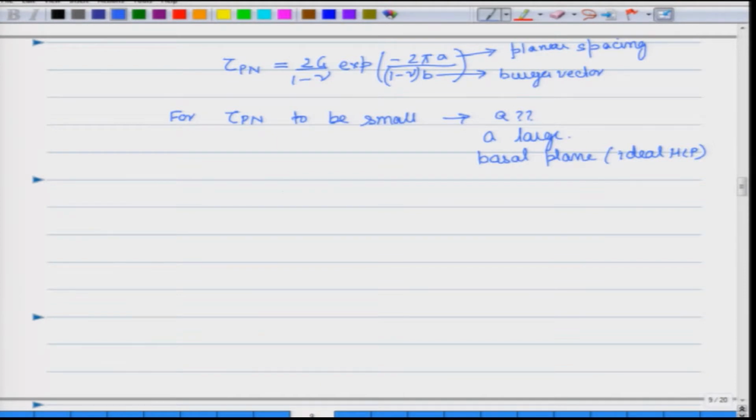Now, if the a, and let me call it now a ideal, for the basal plane. Now, if a for any HCP which is not an ideal system is greater than a ideal, then it means that the planar spacing is larger than what we are expecting. In that case, basal slip is more preferred.